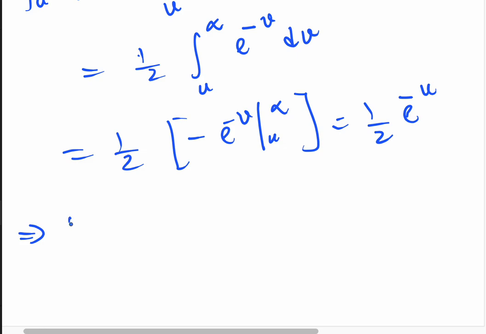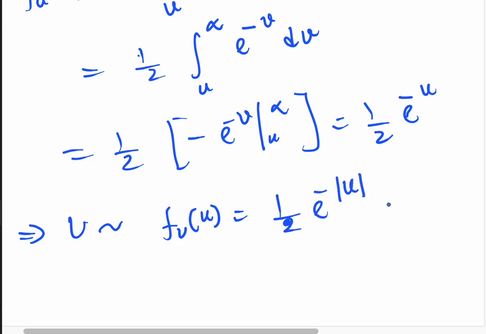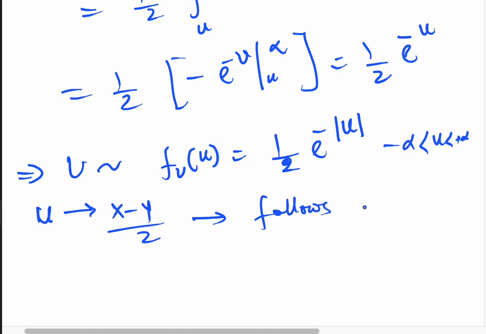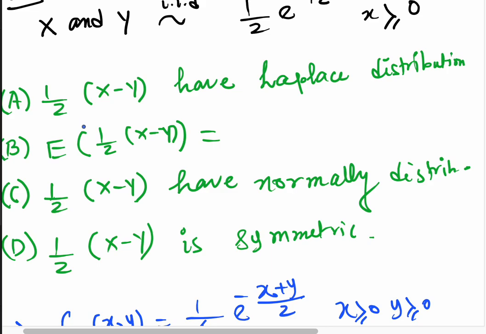So that means u follows a distribution f(u) that is half e to the power minus modulus of u, for u varying from minus infinity to plus infinity. Now that means it follows a Laplace distribution. That means u, which is (x minus y) by 2, follows a Laplace distribution. So option A is correct.